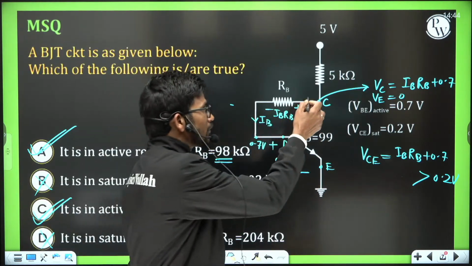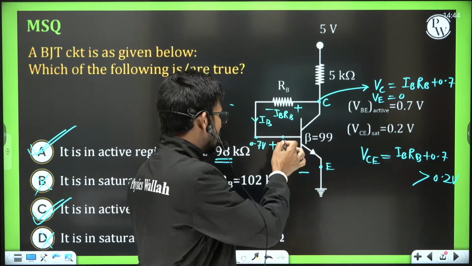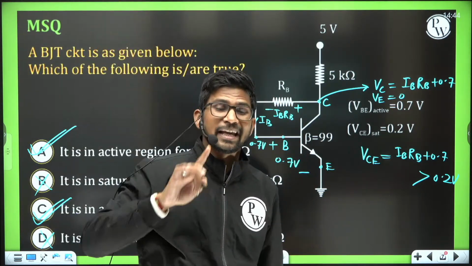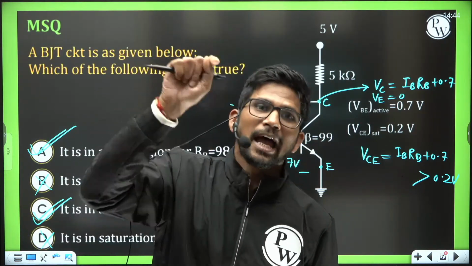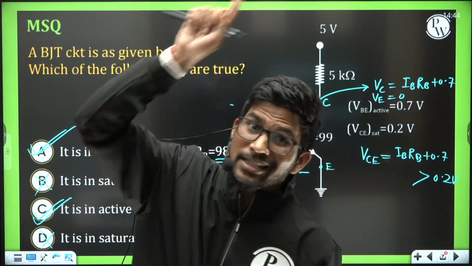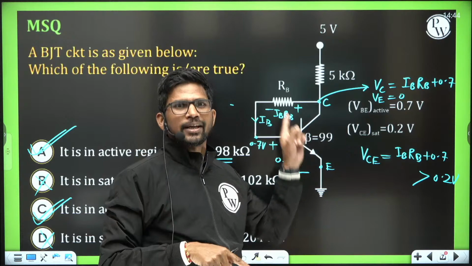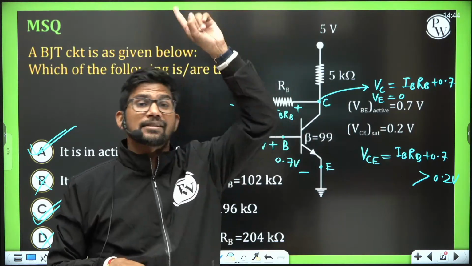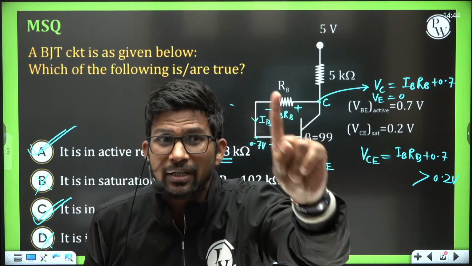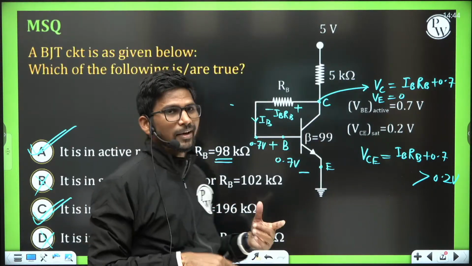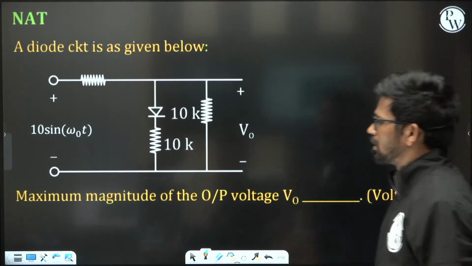Similarly, if there is a MOSFET, this collector terminal will be equivalent to the drain terminal, and this base terminal will be equivalent to the gate. If drain and gate terminals of an N-type MOSFET are connected through a resistance or shorted, then that MOSFET will always go in saturation region whenever it gets on. Here the BJT goes in active region whenever it gets on. In case of MOSFET, it will go in saturation region whenever it gets on. So here two options are correct, A and C. Okay, so next question.